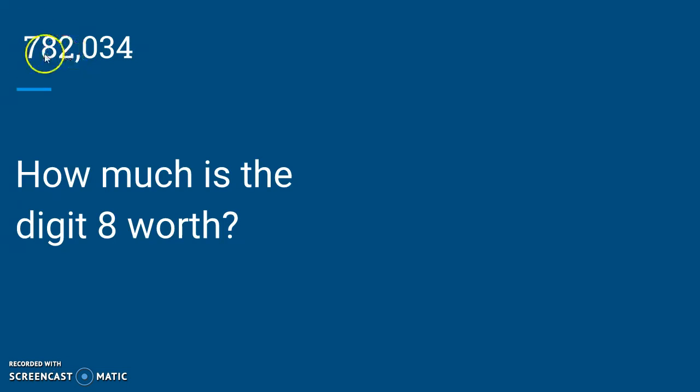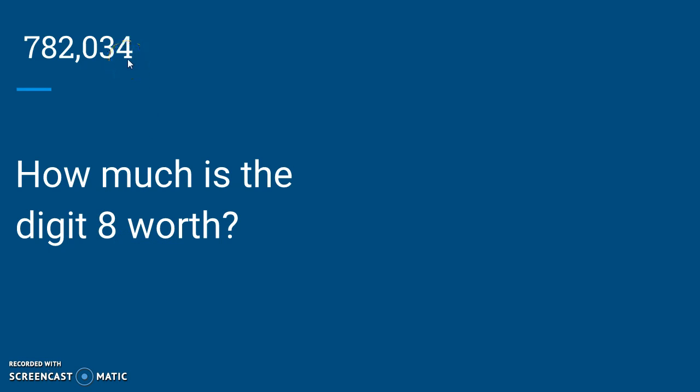So the first thing is looking at this number up here in the top left-hand corner. This number, and I break it into chunks, would be 782, and because I get to the comma, I say thousands, so 782,000. And then over here, 034 is just 34. So 782,034. Now the value that we're looking for is the digit 8. So how much is the digit 8 worth? Now it's not worth just 8 because it's not in the ones place.